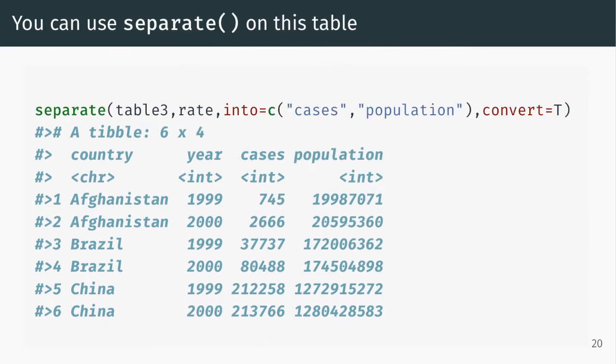So we can use the separate function to do that, to separate them into cases and population. So this is equivalent to the tidy table that we looked at first.